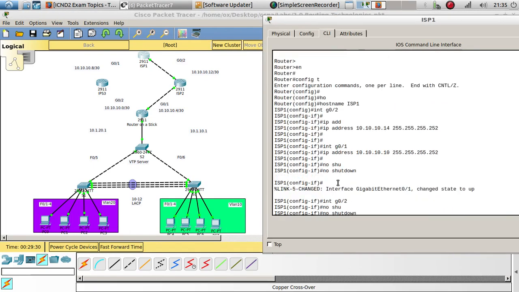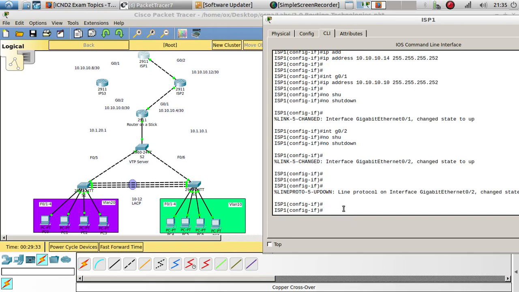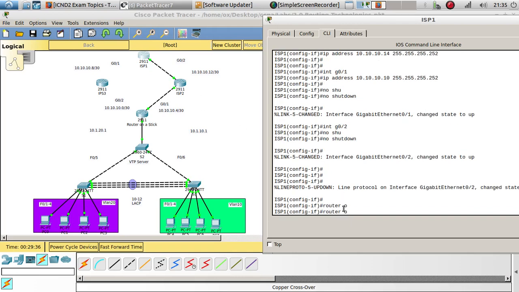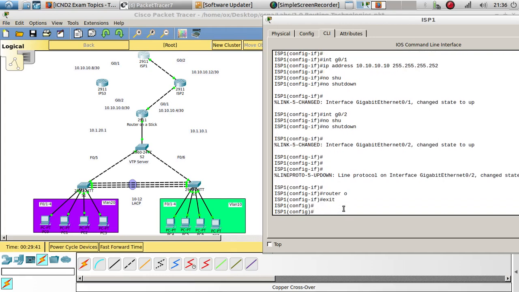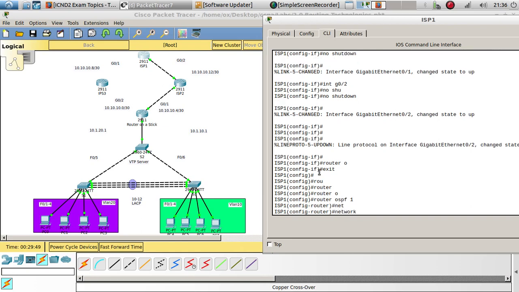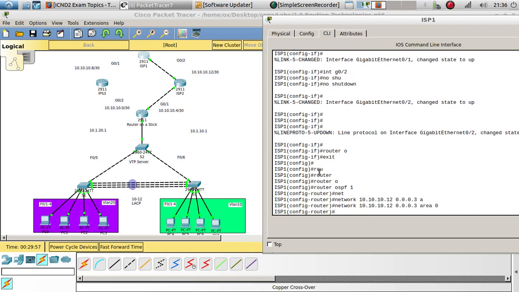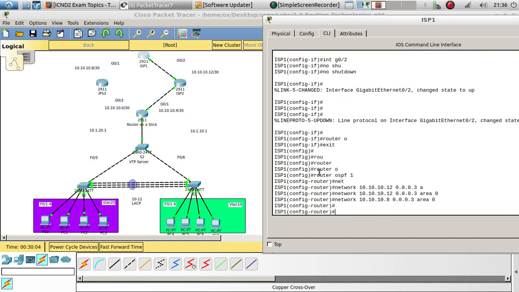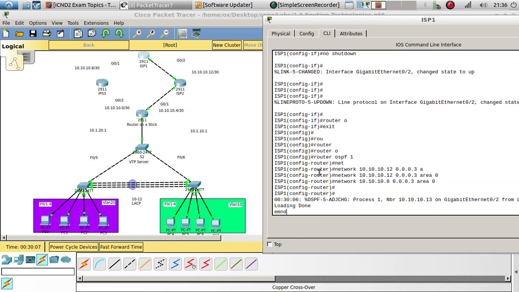Okay, so I forgot, of course, I need to do the router OSPF. Let's just exit out of here first. Router OSPF, and process ID is going to be 1. We need to add 2 networks, which is 10.10.10.12 3 area 0. And let's also add the other one, which is 10.10.10.8 in the same area and the same subnet mask, or the same wildcard mask. There we go. Now we should be able to form our relationship.